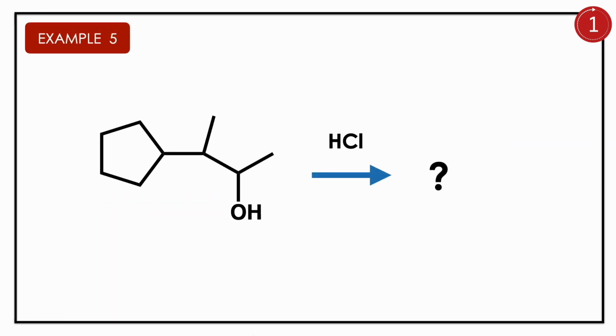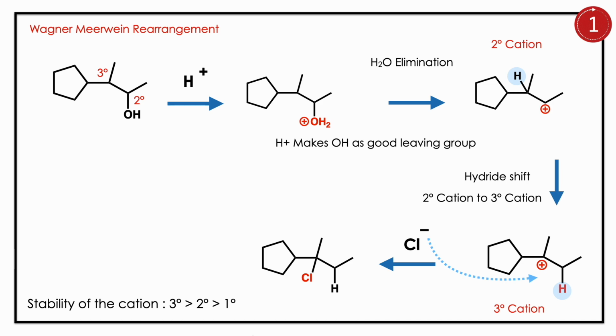Then example 5: you have cyclopentane with a side chain containing two methyl groups and an alcohol, reacting with HCl. You should find the final product. Here you have the chances of cation formation. Since it is an alcohol in acidic condition, the alcohol will be a good leaving group in the presence of acid, because it will be removed as water. So the alcohol approaches H plus, forms H2O, and forms the cation.